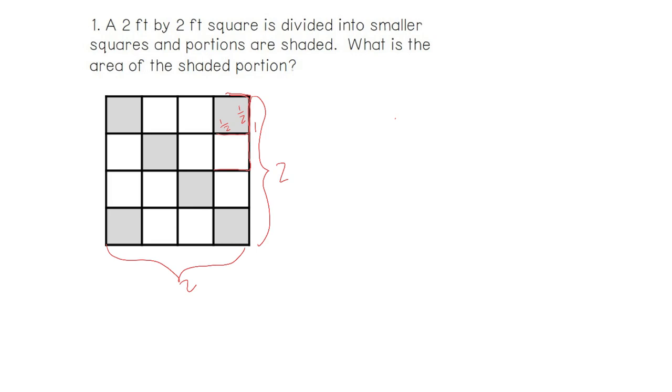So now we need to see how many we have all together. So we have 1, 2, 3, 4, 5, 6 of these shaded regions. So that means I have to do 1/4 times 6. So you could add 1/4 plus 1/4 plus 1/4 plus 1/4 6 times. That's too difficult for me. I'm just going to multiply.